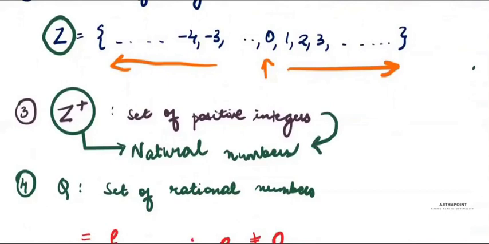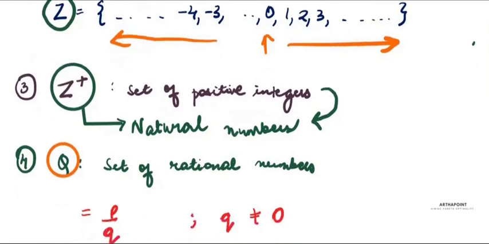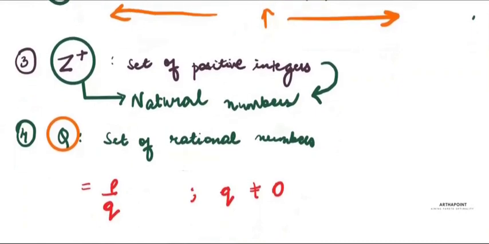Now, the next thing that you have to understand is the set of rational numbers, which is represented by Q. What is the set of rational numbers? Anything which is of the form P by Q, such that Q is not equal to 0. See, anything by 0 is infinity. I cannot define that. So Q should not be equal to 0. That's the first thing. The second thing that you have to understand is that I should be able to represent it in the form of P by Q.